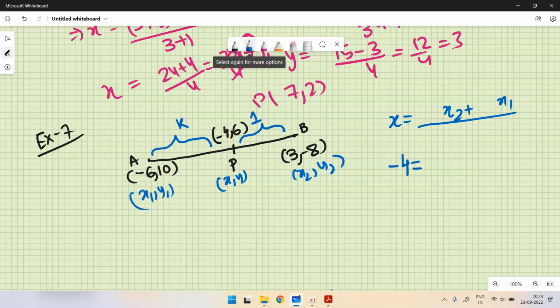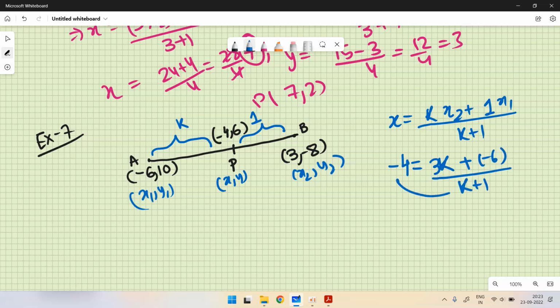k x2 plus 1 x1 over k plus 1. So k into x2, x2 is 3, so 3k plus 1 into x1, x1 is minus 6, so minus 6 by k plus 1. Now if I take it to be here, it implies that minus 4k minus 4 equals 3k minus 6.